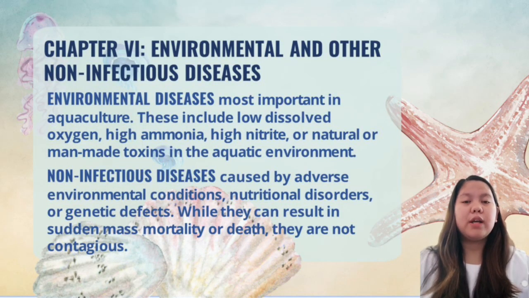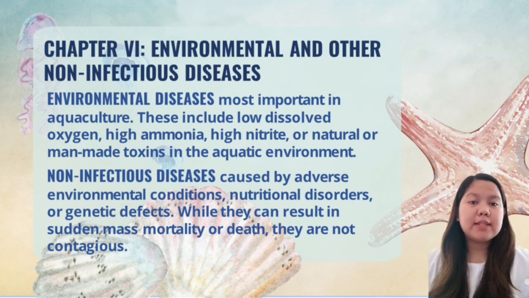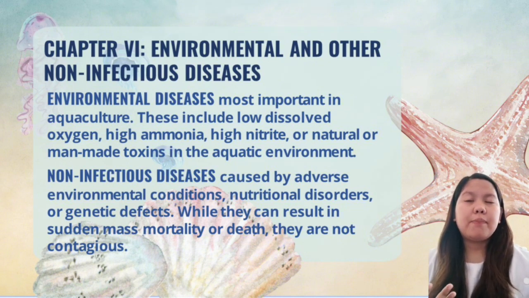So good day everyone. For our chapter 6, we are going to talk about the environmental and non-infectious diseases. Environmental diseases are the most important ones in aquaculture because these include low dissolved oxygen, high ammonia, high nitrite, and natural or man-made toxins in the aquatic environment.